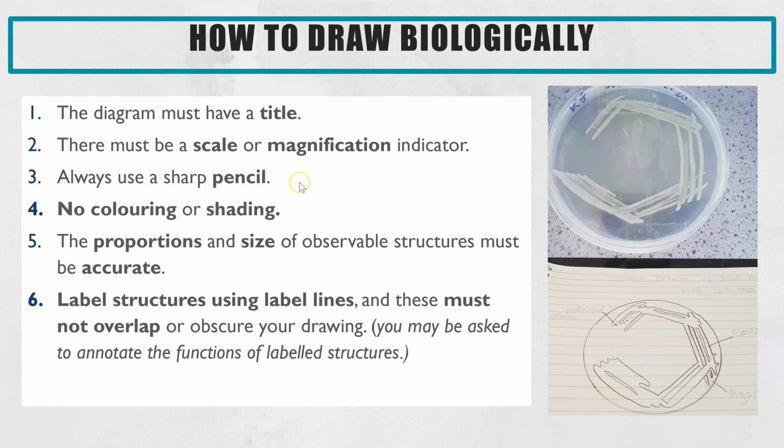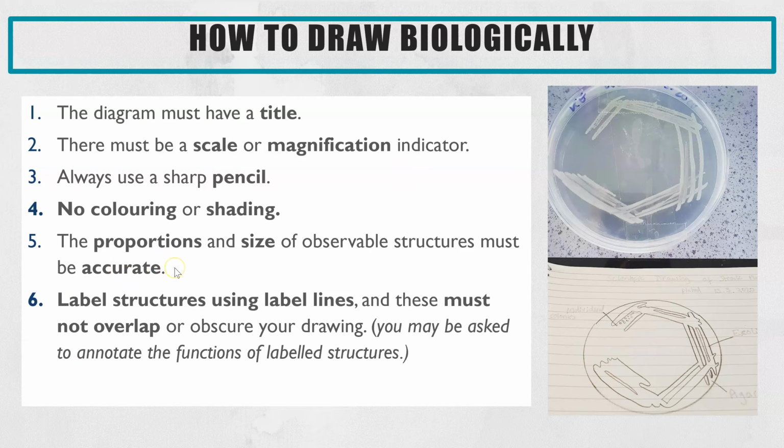You have to always indicate the scale, or if it's a diagram from under the microscope, you need to state what magnification it was. All the diagrams have to be drawn in pencil, and they should be sharp as well, so that you can then accurately draw any precise details. There is no colouring or shading. So we can see here the actual E. coli that I grew on this plate was pale yellow, but I've not coloured this in or shaded it. It's just left as the outlines. And that's because the point of these diagrams is just to show shape and proportion.